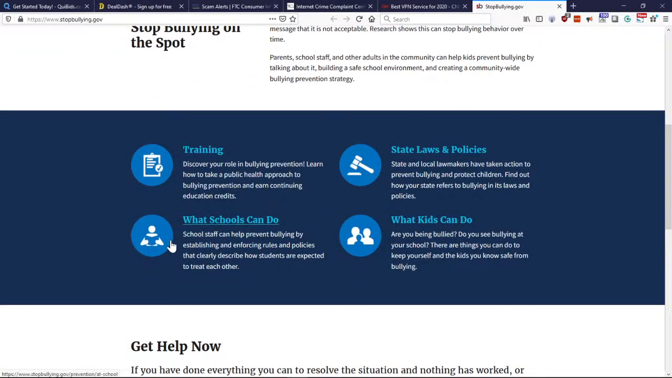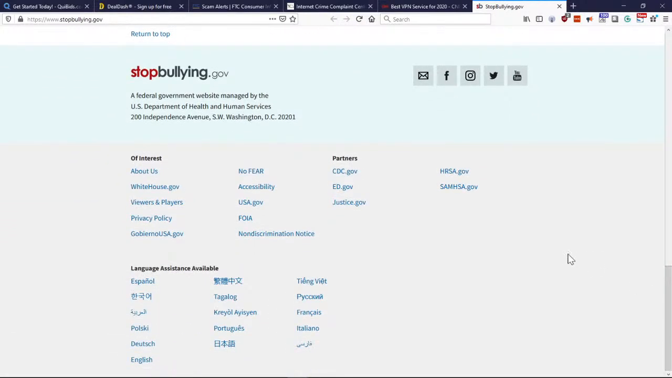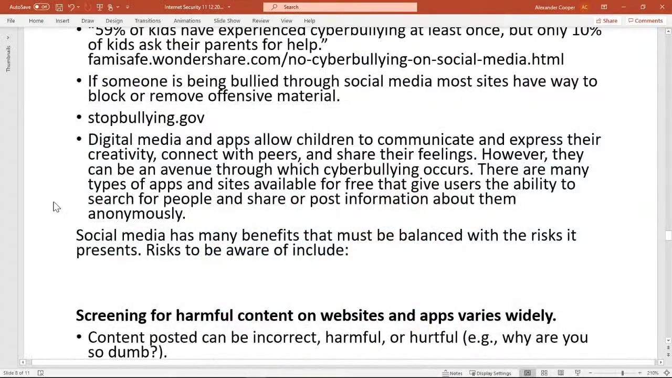It talks about state laws, what to do, and remember, this is a .gov site, so it's 100% accurate information on here. And if it's not, contact them and tell them, I guess. It talks about all kinds of stuff, and they also have it in other languages as well. Digital media and apps allow children to communicate and express their creativity, yay, connect with peers and share their feelings. However, they can be an avenue through which cyberbullying occurs. There are many types of apps and sites available for free that give users the ability to search for people and share or post information about them anonymously, so that could turn into hurt feelings.